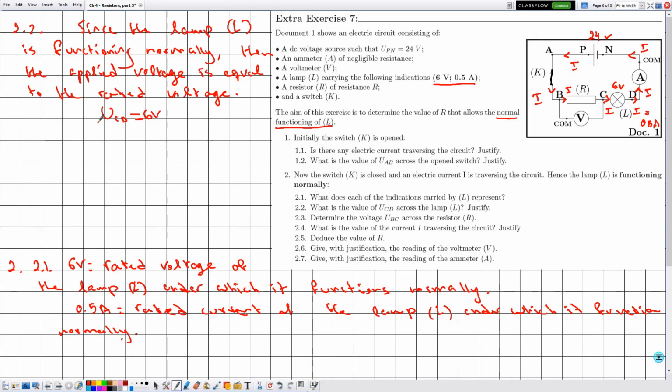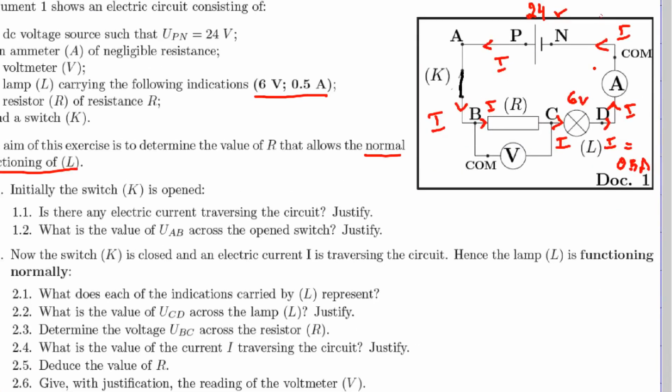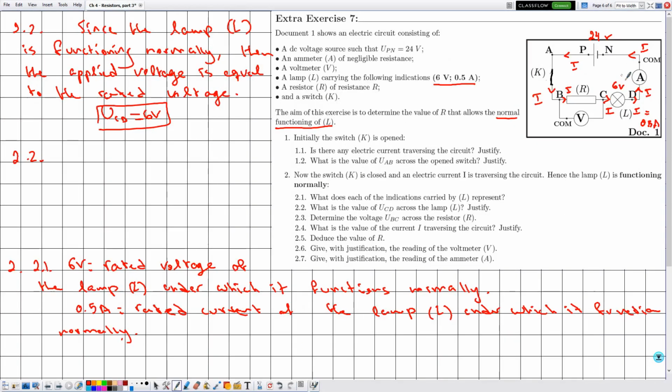And here notice the following: since they are asking me about voltage across a branch, we expect that they will ask us about the law of addition of voltages. So indeed in 2.3 they are telling me determine the voltage UBC across the resistor. We know the voltage of the battery, which is given by 24, and we have the voltage of the lamp. We can determine the voltage of the resistor because across P and A we have a connecting wire, its voltage is 0. Across A and B its voltage is 0 because it's a closed switch. Across D and N we have an ammeter and its voltage is 0, and the reason is given by negligible resistance. So as a title, let's say apply.